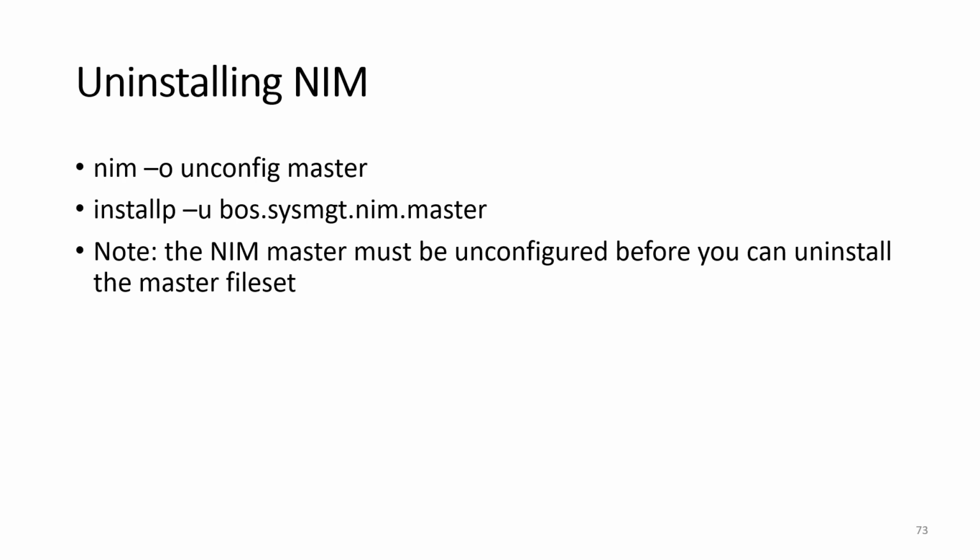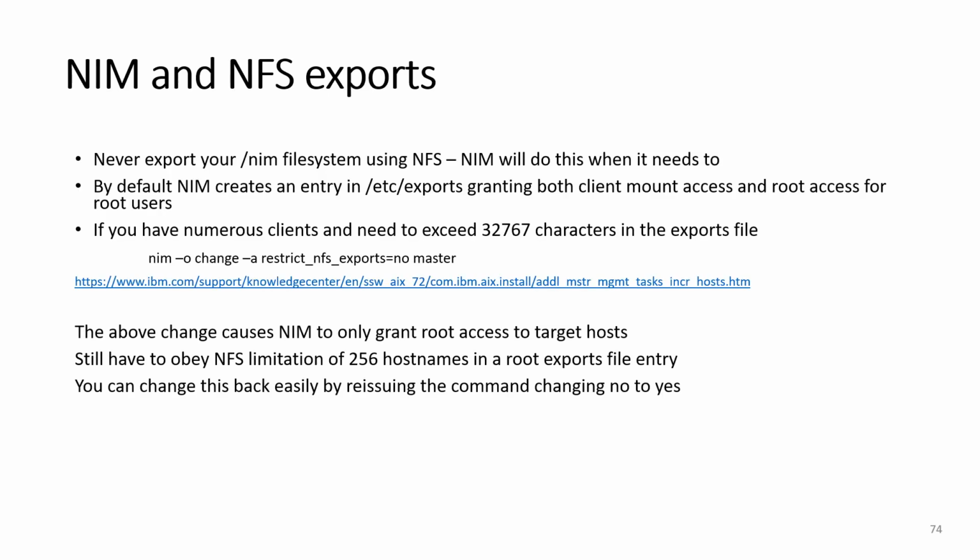If you need to uninstall NIM, it's basically a nim -o unconfig master, and then you uninstall bos.sysmgt.nim.master. But you have to unconfigure it before you can uninstall that master fileset. I sort of touched on this earlier, but you should never do any kind of an NFS export of your /nim file system. NIM does that when it needs to, and it gets very upset if it's already exported by somebody else. So one of the things that you want to do is make sure that anything within your NIM environment that you want to export to other places is either in a separate local file system that you can export without NIM caring, or you can change the NIM restriction on NFS exports. It's entirely up to you. I tend to keep things like backups and software in their own file systems outside of my NIM so that I don't have that problem.